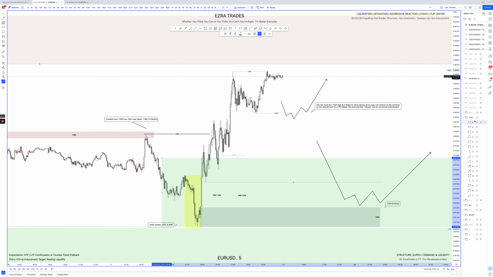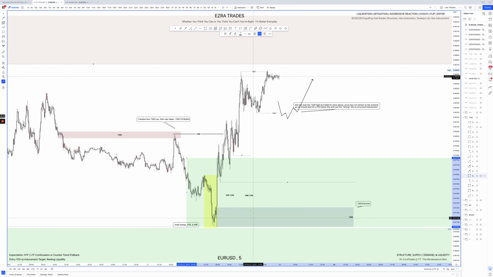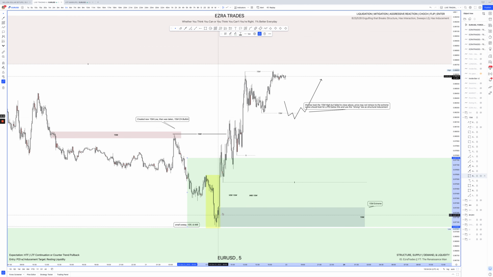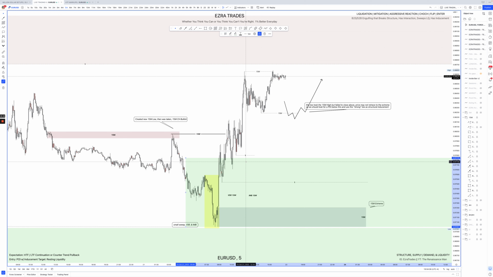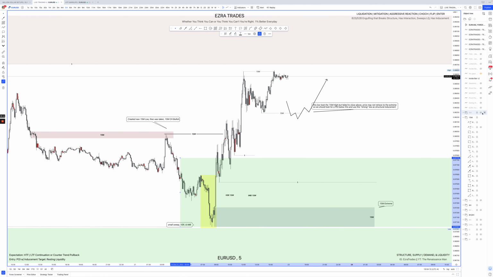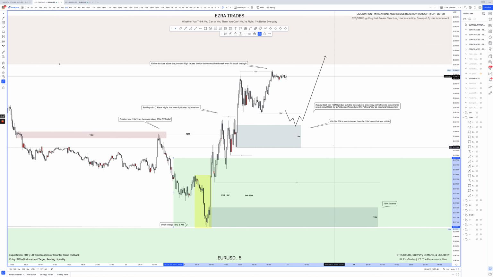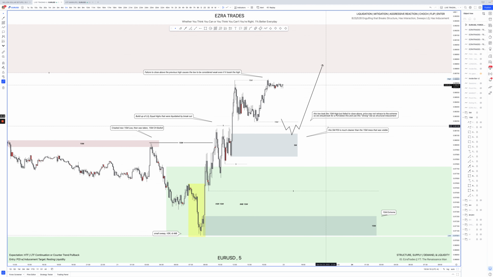On the 15-minute time frame, we can go ahead and hide some of these things here. Okay, so we know this is the 15-minute extreme. Price could pull back to that low, but it doesn't necessarily need to, as we know. Now on the 5-minute, what do we notice here? Look at that. On the 5-minute time frame, this 5-minute POI is much cleaner than the 15-minute mess that was visible.